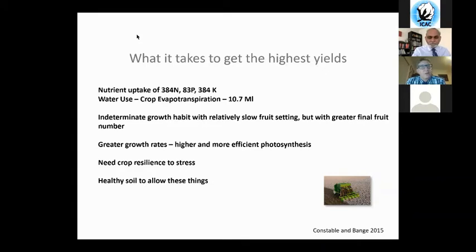We do need to grow bigger to translate the harvest index that we need to get. We need a greater biomass, and therefore we need greater growth rates, we need higher and more efficient photosynthesis, and coupled with that is resilience to stress. And certainly Dr. Reddy outlined those challenges and the things that we need to overcome to allow those things to happen.